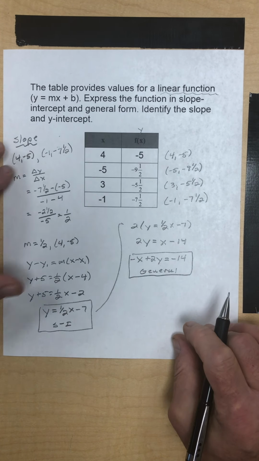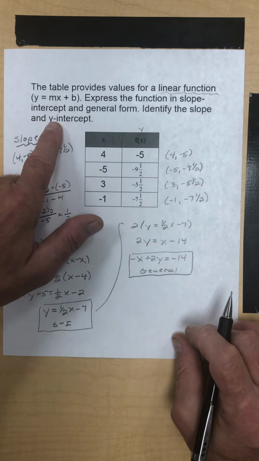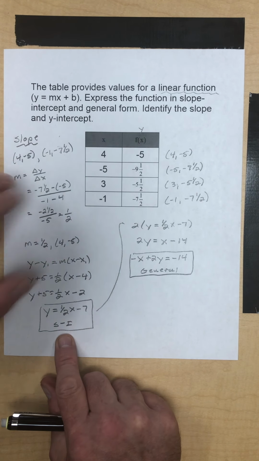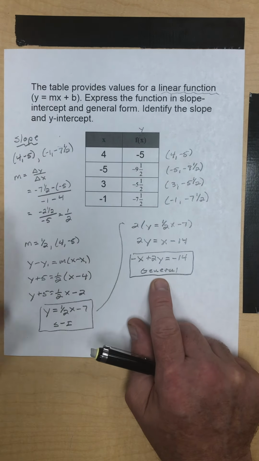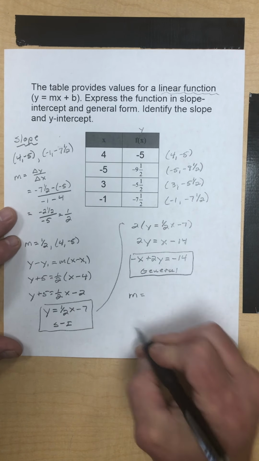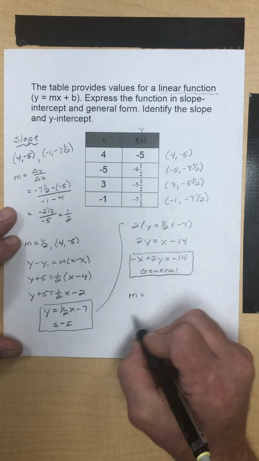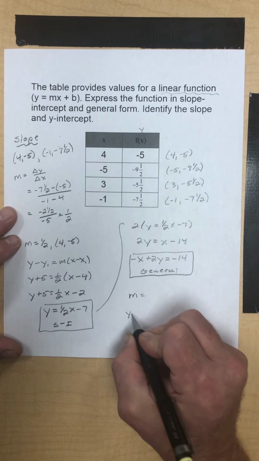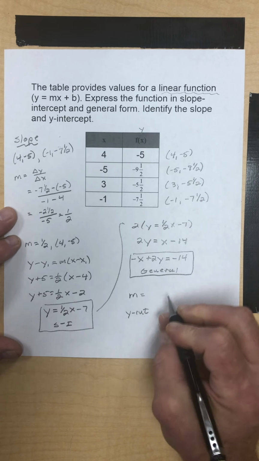All right, so I have it in slope-intercept form here and in general form here. Then it says identify the slope and y-intercept. You could write y-intercept or b, it doesn't make any difference.